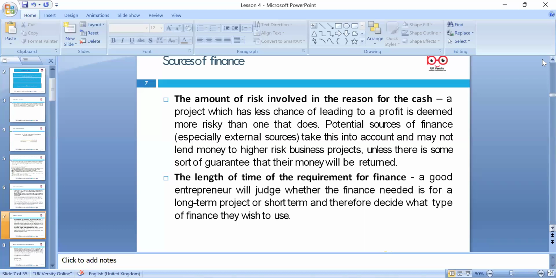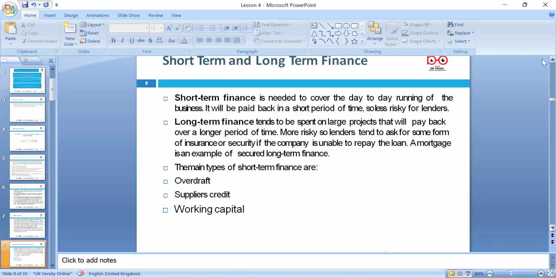If you have too much debt, you have a high probability of collapse, because at some point maybe you can't afford it. That can be a hugely costly process for companies. We also need to look at the length of time that is required, the shorter term and the longer term finance. That's very crucial, and we have to think about it before making a decision to go ahead or not.